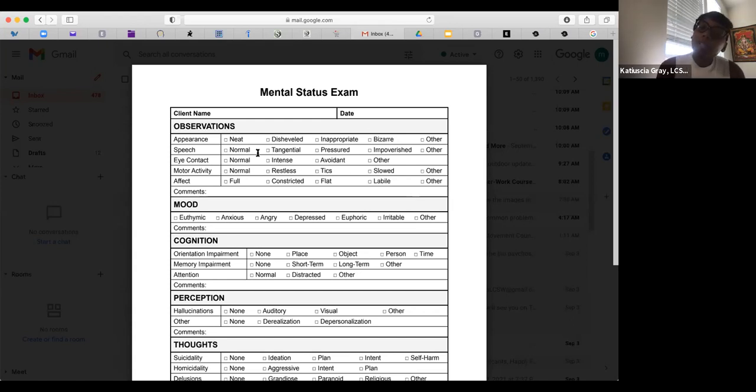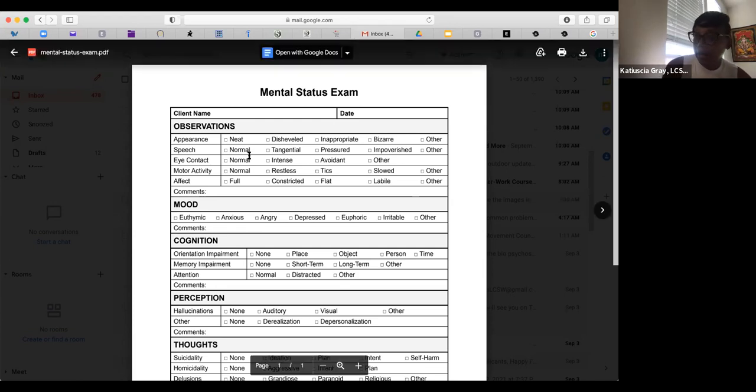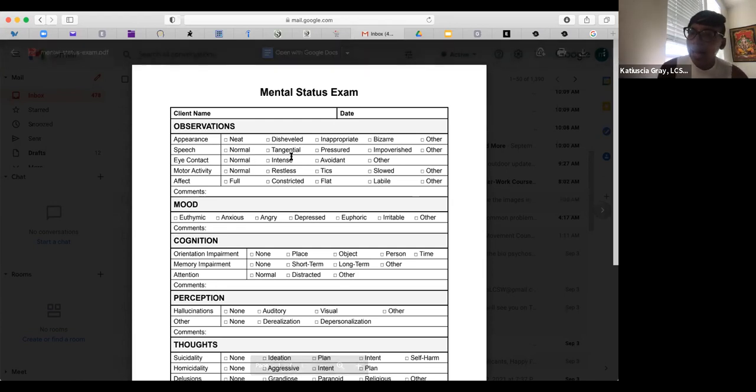We want to know about their speech. Is their speech normal? Is it pressured? Is it labored? Tangential means it's speedy. Maybe it's a little speedy, maybe it's a little slow. Those are all indicators that we need to know what's going on. We need to know about their eye contact. Is it normal? Is it tense? Is it avoided? Maybe they're looking all over the room. And it's something for you to bring to their attention.